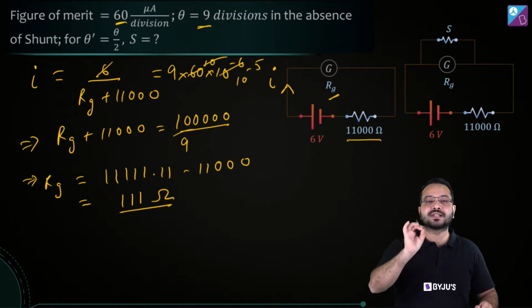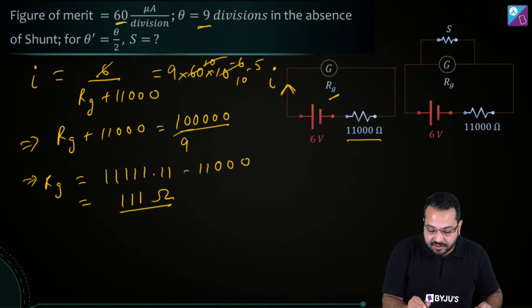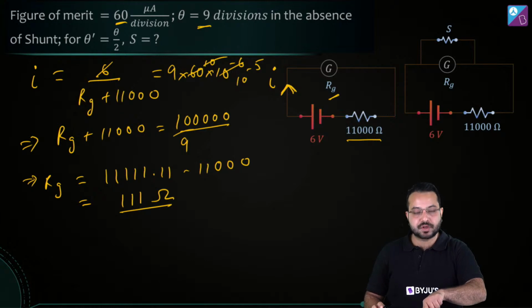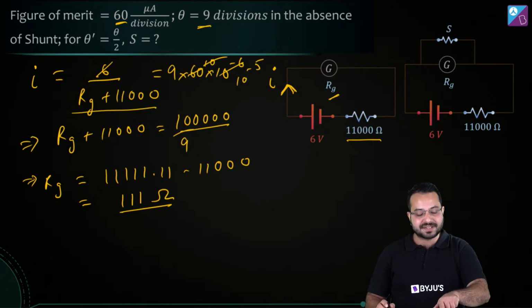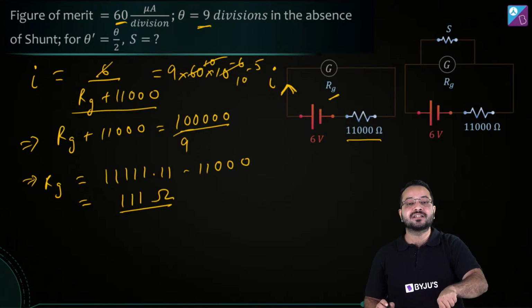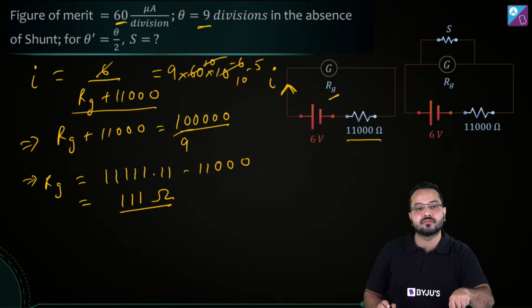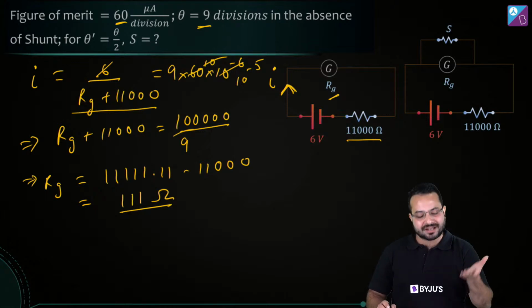Now comes the conceptual part. This is the most important part over here. The current here is I when there is a galvanometer. Now look at this current. This current is 6 divided by Rg plus 11,000. This 11,000 has a very high value. It is given in the question that it is a high resistance, which means that this resistance is much higher with respect to Rg. So the current is majorly because of this 11,000. If I change the value of Rg, the current is not going to vary much. Do you agree? Rg is very small with respect to 11,000, so to find the current we can neglect Rg.